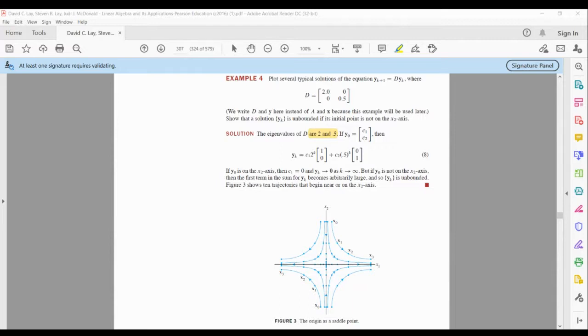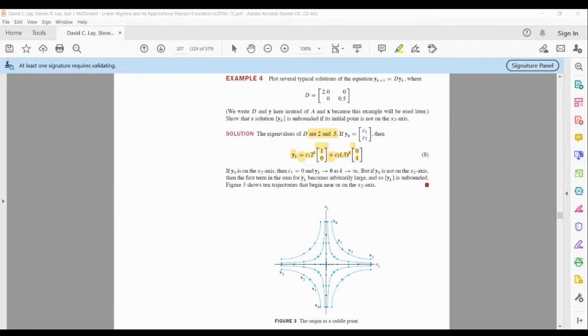So what happens here is you have in the yk vector, I mean, they call it yk, but we could use xk as well. You have two terms that are fighting each other because one term is growing with the 2 to the kth power as k gets large. Okay, so I'm looking right here.